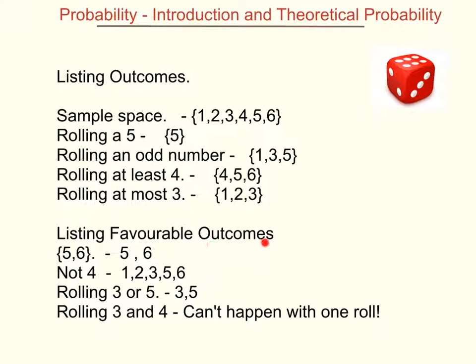Listing favourable outcomes. So if I've got 5 and 6 as the event that I want to happen, the favourable outcomes will be 5 and 6. Not getting a 4, the outcomes will be 1, 2, 3, 5, 6. 4 is missing. Rolling a 3 or 5 will be 3 and 5. Rolling a 3 and 4 can't happen because if you roll the dice you can't get a 3 and a 4 at the same time. That's the distinction between and, or. With and, both things have to happen at once. With or, it can be one or the other.